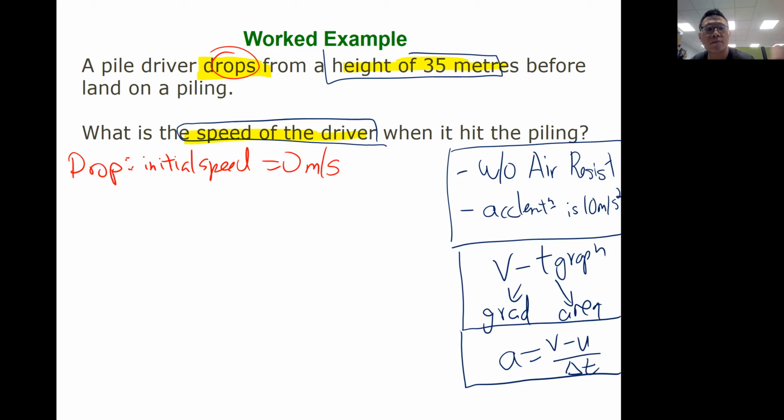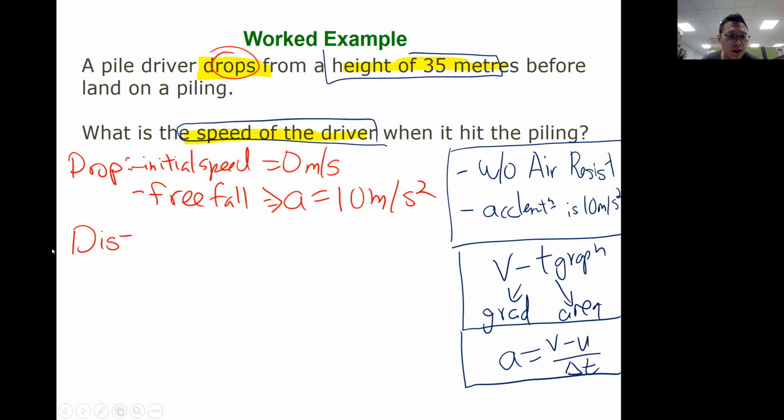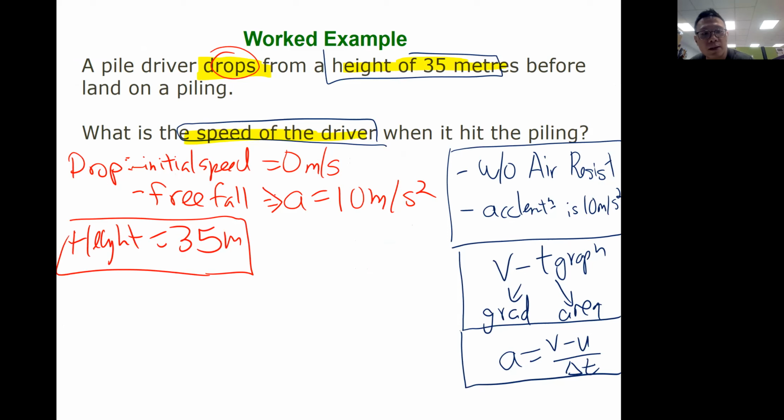When you look at the question, the object is dropping in air. So when it's dropping, it also means that it is experiencing free fall. This information tells me that the acceleration is fixed at 10 meters per second square. And the second clue, distance, or to be exact, height, is 35 meters.